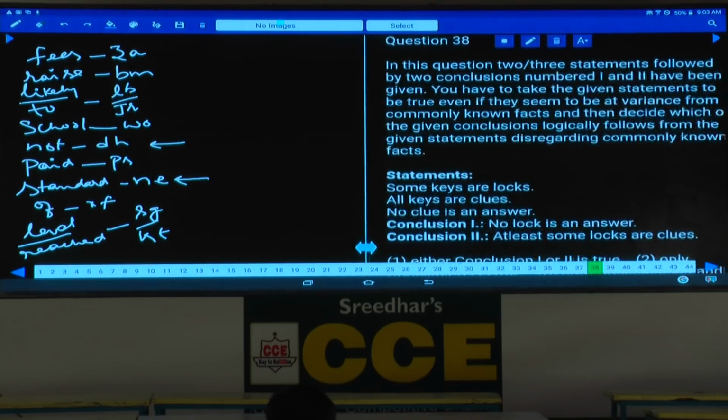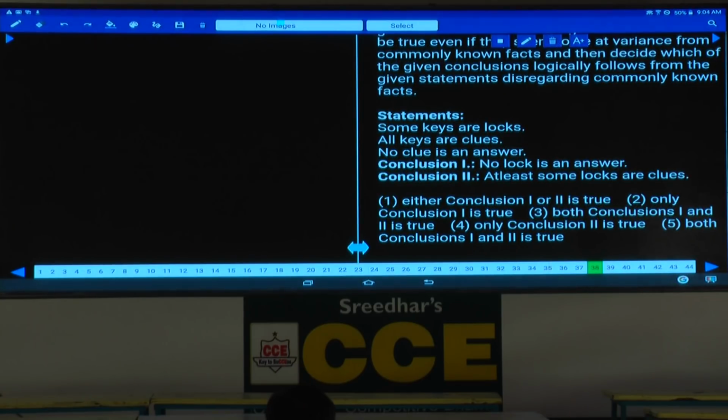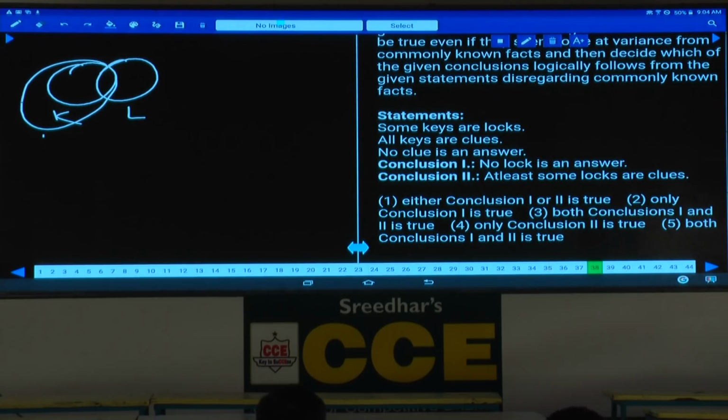Now 38 onwards, these questions are based on syllogisms. In this question 38, some keys are locks. How many keys are locks? Only some of the keys are locks. All keys are closed. Next one, no clue is an answer. No intersection between clue and answer.